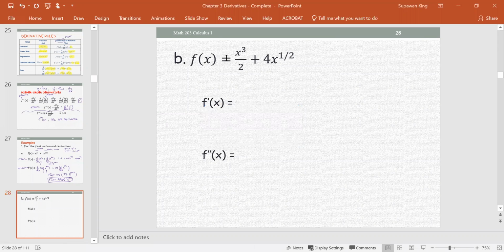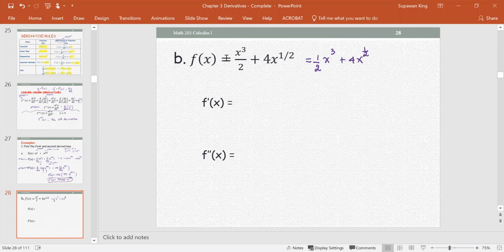Part B, f of x equals x to the third over 2 plus 4 times x to the power 1/2. We rewrite it in a form that's easier to identify the type of the function. As the first term, we can write it as 1/2 times x to the power 3, the second term as 4 times x to the power 1/2.